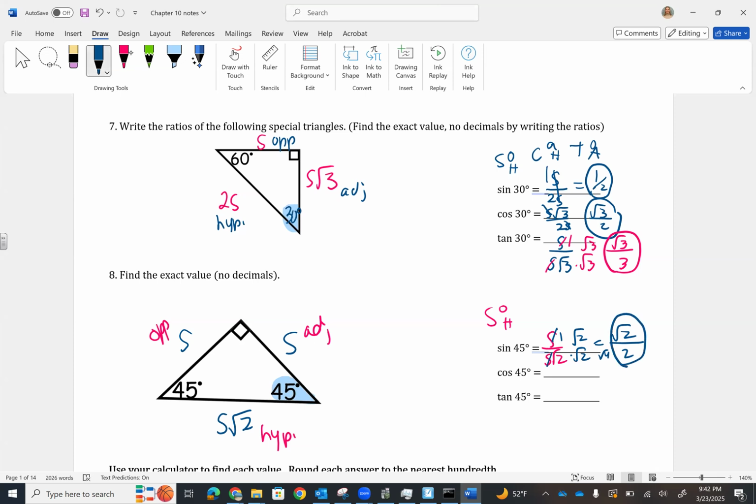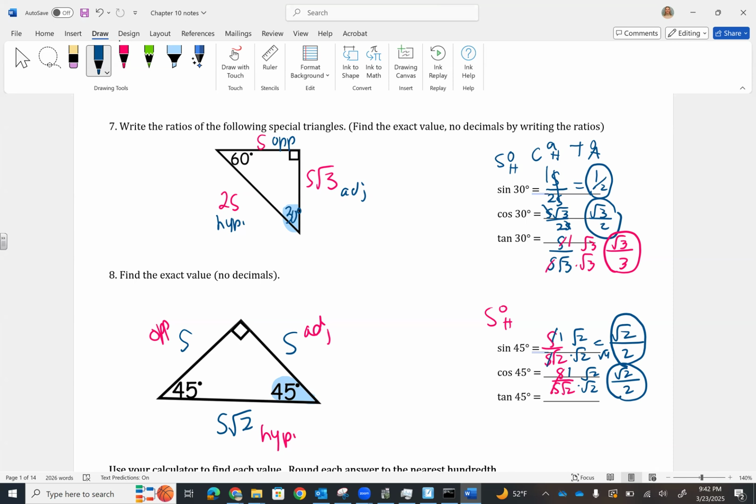The next one is going to be the adjacent leg over the hypotenuse. So that'd be S over S root 2. The S's cancel out. You're left with the 1 on top. We have to rationalize it. You get the square root of 2 over the square root of 4, which is 2. And then notice sine and cosine, since the legs are equal, you get the same thing on 45s.